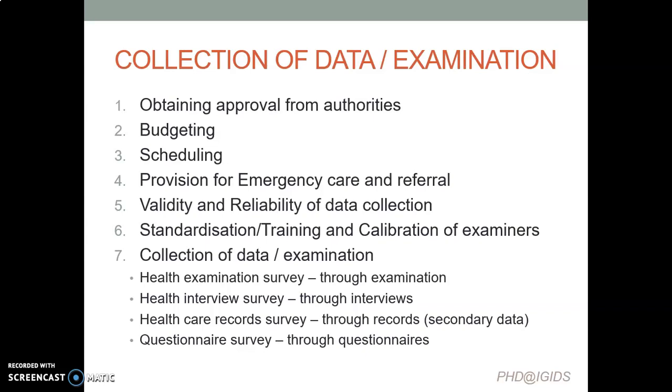There should be a provision for emergency care and referral, because many times when we go to the population and find out, you get to know that it requires urgent attention, and that is why you need to have a referral center. It doesn't look good that you just collect the data, say that it is dangerous and come back. So whenever you are going for a health examination survey, one additional point you need to know is that provision for emergency care and referral should preferably be there.